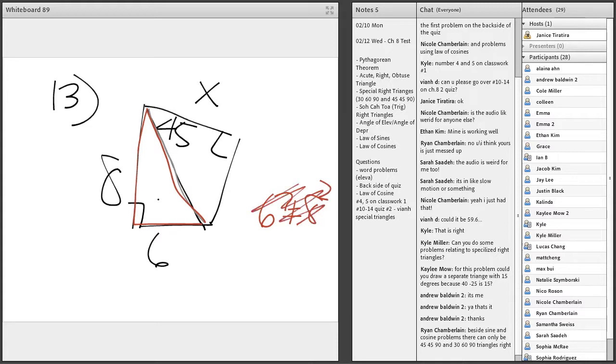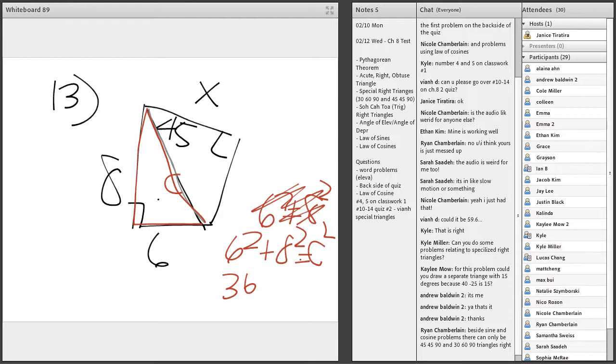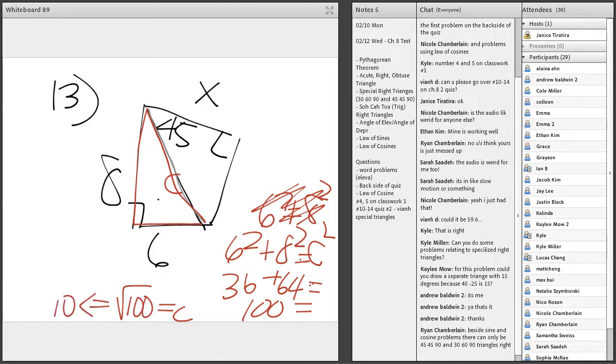It's a triple. So if you know your triples, 3, 4, 5. We'll call this C. So it's just doubled. Okay, so C is equal to the square root of 100, which is 10. So it's 3, 4, 5, but it's doubled: 6, 8, 10. Okay, so we got that hypotenuse.